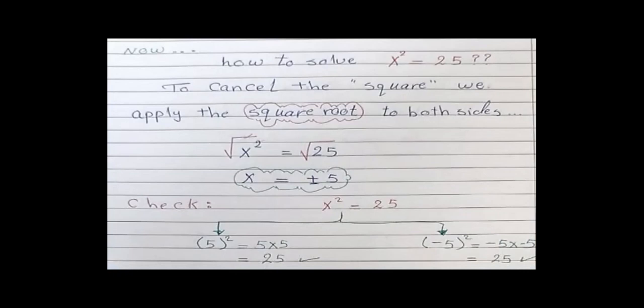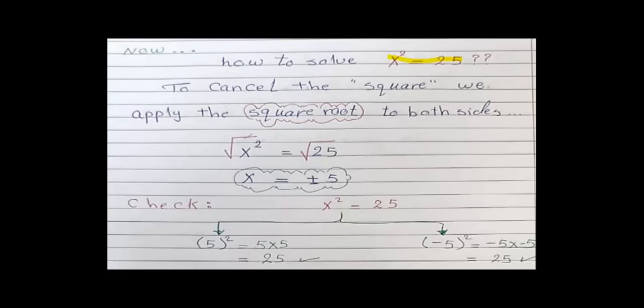Now, how to solve this quadratic equation? As you can see, we don't have the term x. It only includes the x squared and the number alone, and they are on two different sides. Now, to cancel the square, we have to apply the square root to both sides, like this. Square root of x squared is equal to square root of 25.